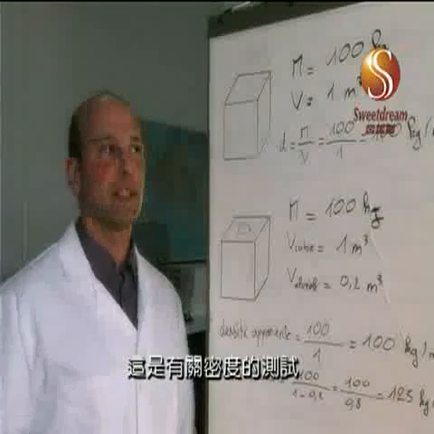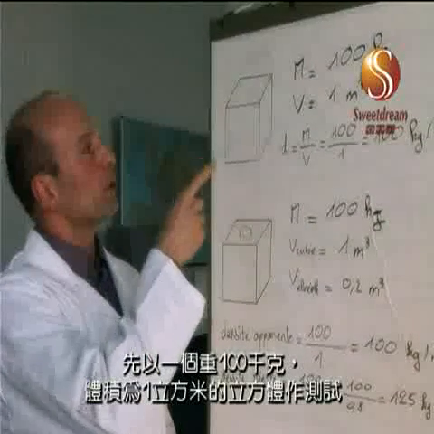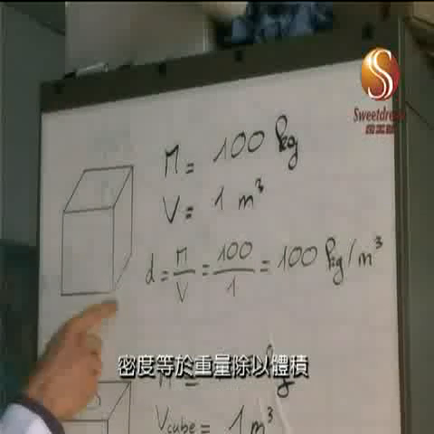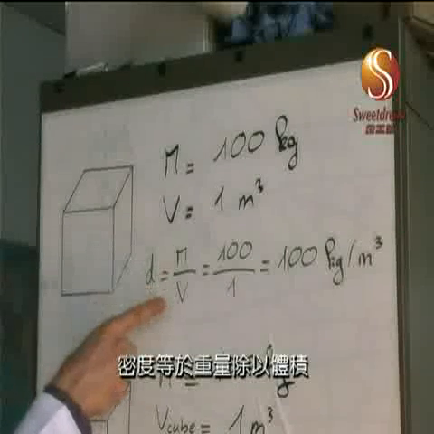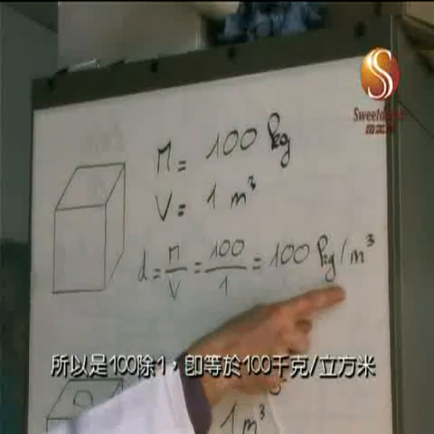...of the density is determined. Let's take a foam sample with a weight of 100 kilos and a volume of 1 cubic meter. The density is the weight divided by the volume, therefore 100 divided by 1, thus 100 kilos per cubic meter.